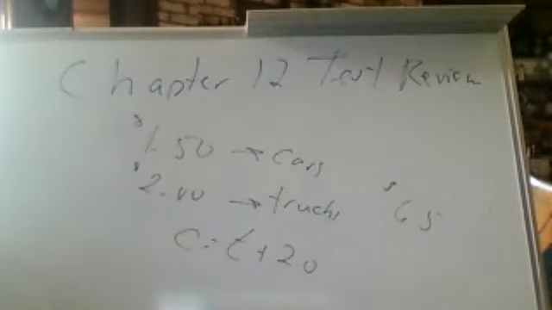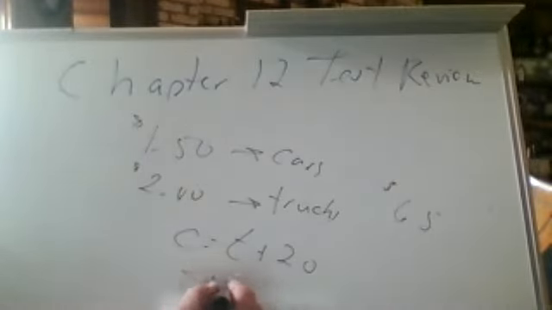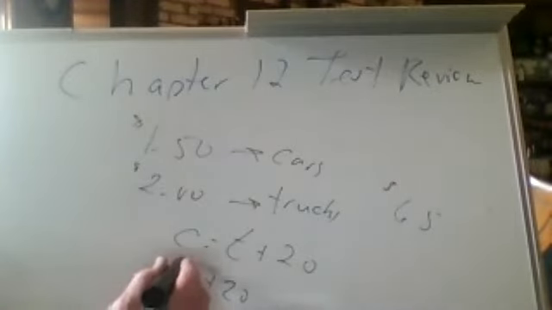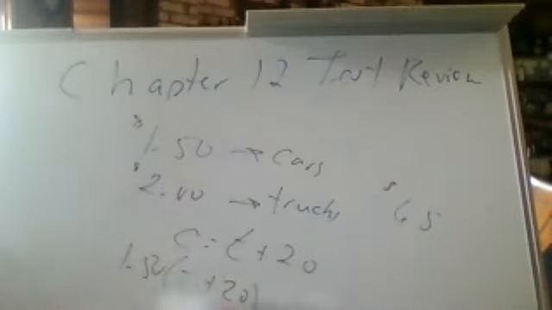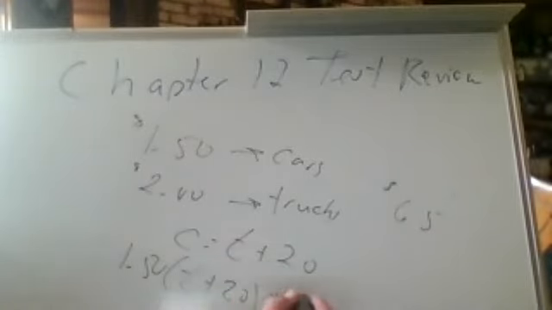Well, basically, if C is T plus 20, then if I multiply T plus 20, that's the number of cars sold, right? I multiply that times $1.50, plus I multiply T, whatever T was, times $2. That equals 65, right? So basically, I just solved that equation, correct?